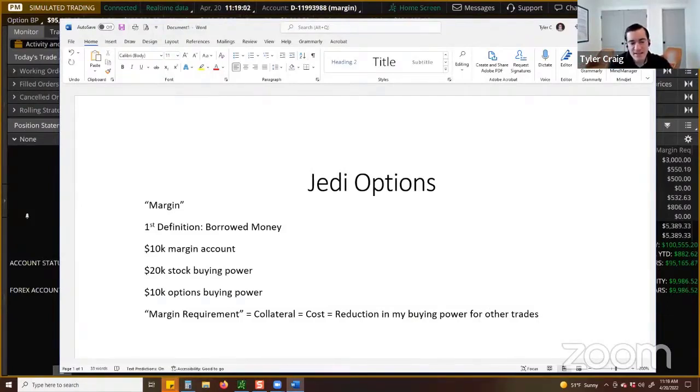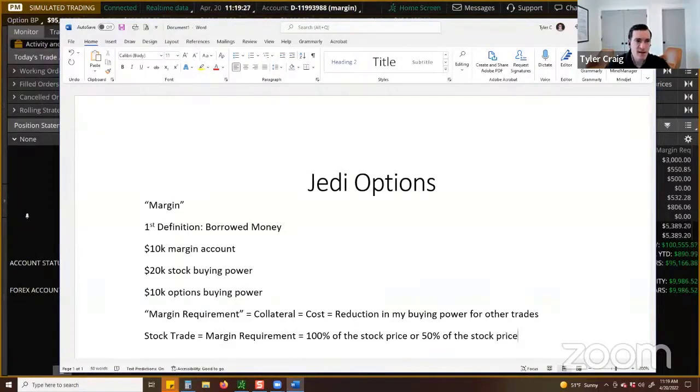In this context, it depends on the type of trade you're doing, okay? So if it is a stock trade, typically the margin requirement in a cash account would be 100% of the stock price, okay? If you're in a margin account, it's going to be usually 50% of the stock price, just by default.